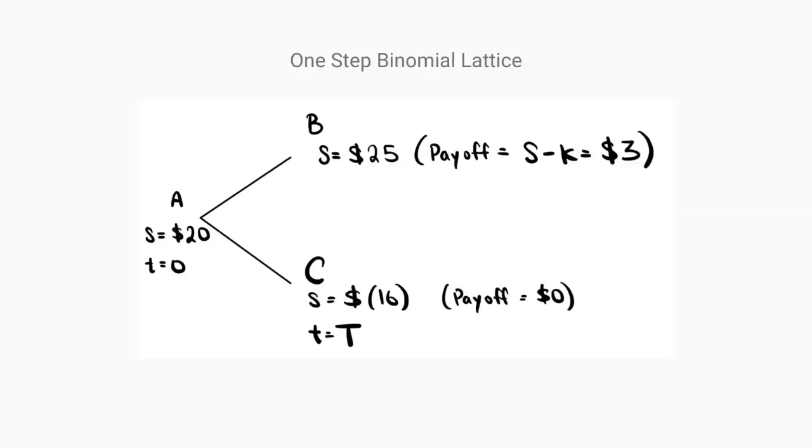So this is a one-step binomial lattice. We can see at A, we have a strike price of 20, and this is where the price that the call or put option can be exercised, that's 20, which will either go up to B or it'll go down to C after some time T. And this is the profit that we could potentially make if the price goes up.